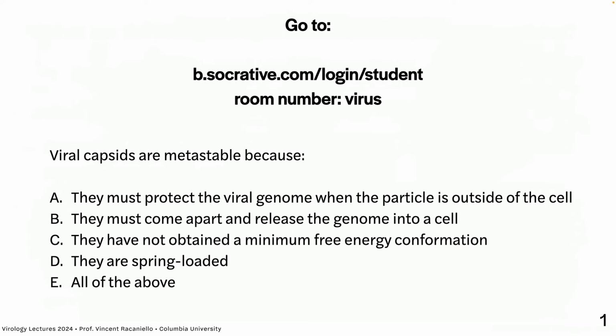The first question is: viral capsids are metastable because A, they must protect the viral genome when the particle is outside of the cell; B, they must come apart and release the genome into a cell; C, they have not obtained a minimum free energy conformation; D, they are spring-loaded; E, all of the above.